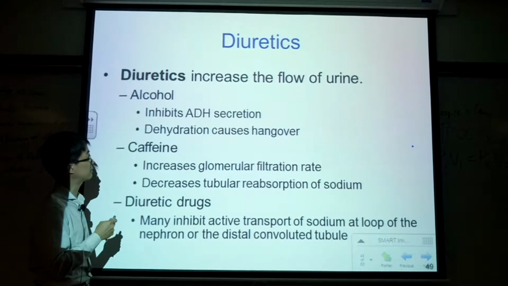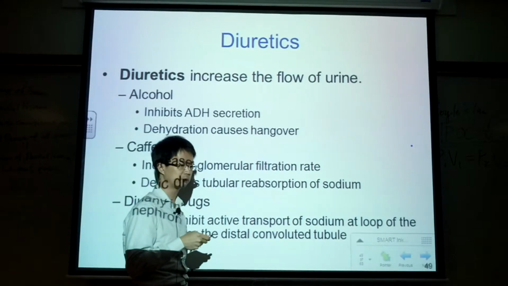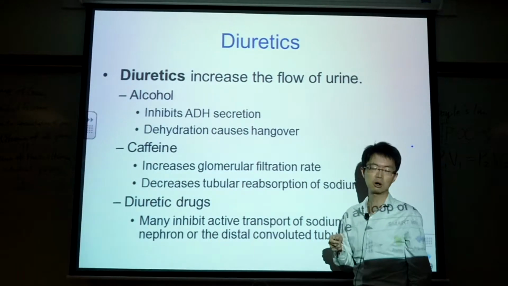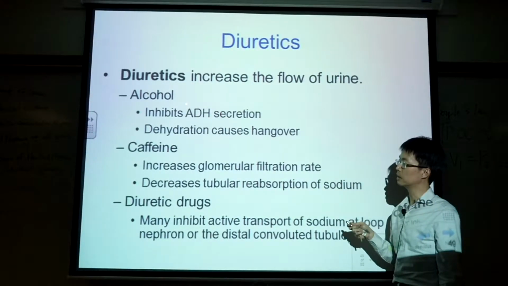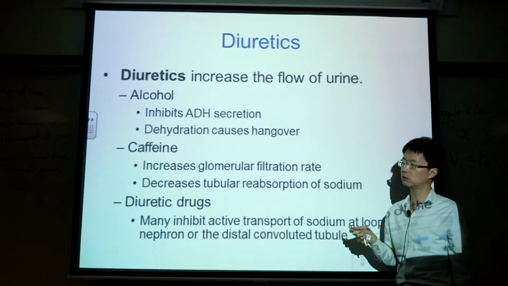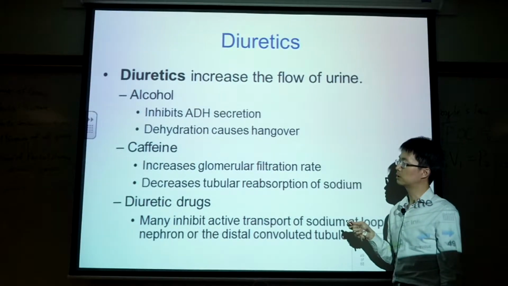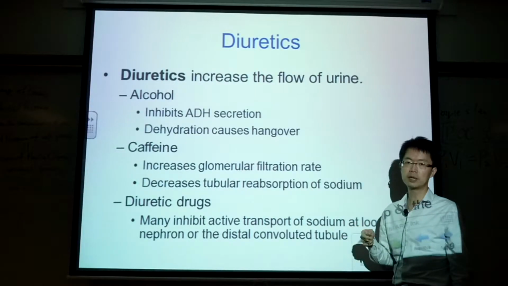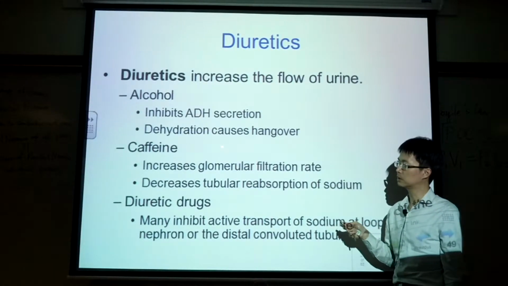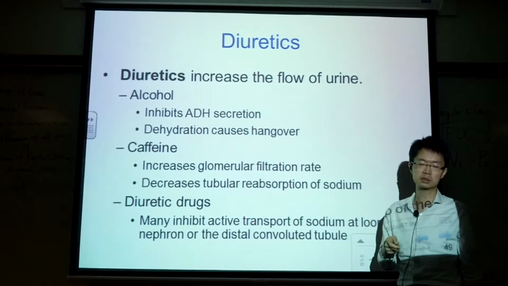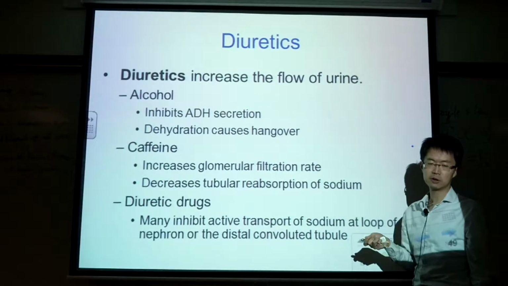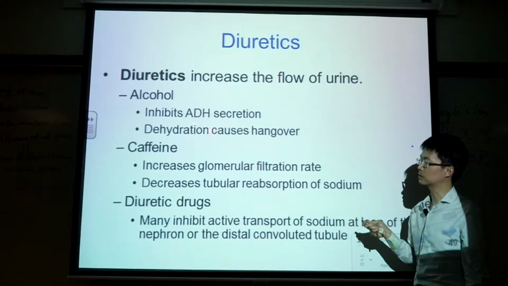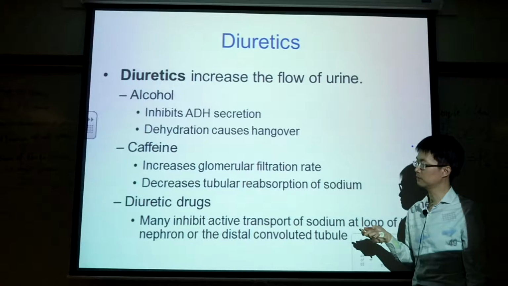Alcohol is one of the diuretics. Many of us will have this experience. When we drink a lot of alcohol, we go to the restroom all the time. Why? Because alcohol inhibits ADH secretion from our posterior pituitary. Because of that, we pee a lot. When we pee a lot, it causes our body to dehydrate. When our body dehydrates, it causes a hangover. That means the next day you feel extreme headache, dizziness, you feel extremely bad, because of the dehydration. You drank too much alcohol last night.